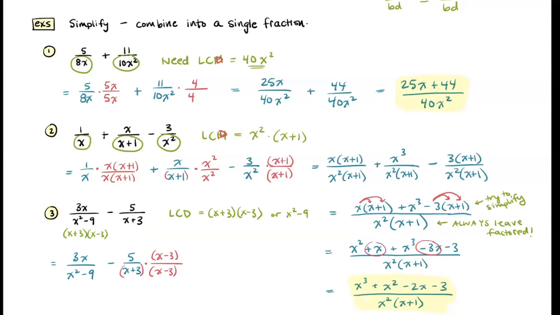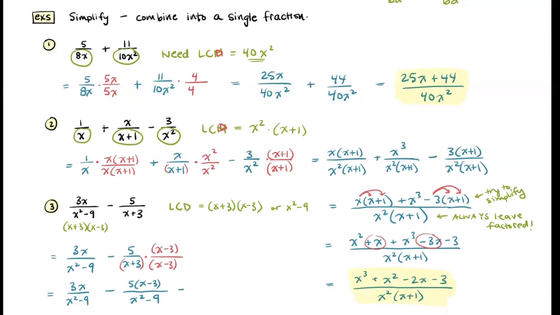Okay, now let's see what happens. I think it might be a little bit nicer to have the x squared minus 9. So let's just write it like that. So our second fraction here in the bottom, if we just multiply those, we can write that as x squared minus 9. In the numerator, we'll have 5 times parentheses, x minus 3. Alrighty, now we have the common denominator here. So we'll just combine together into a single fraction.